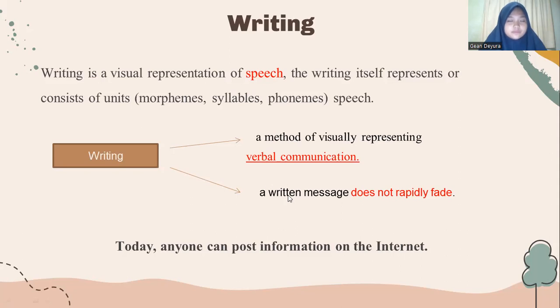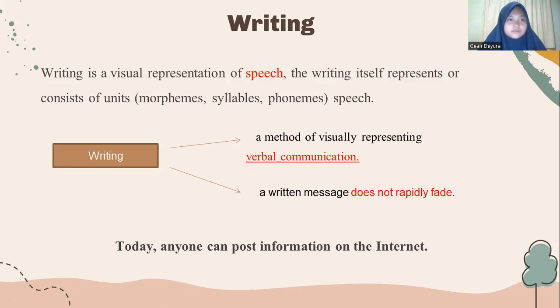So we can say that a writing message does not rapidify. What does that mean? It means that when you forget the message, you just need to read the writing again, and then you will get the information that you have been looking for. So as you can see, today anyone can post information on the internet.